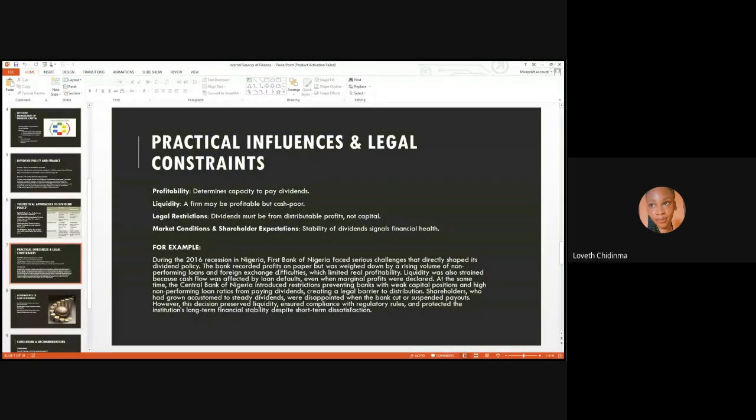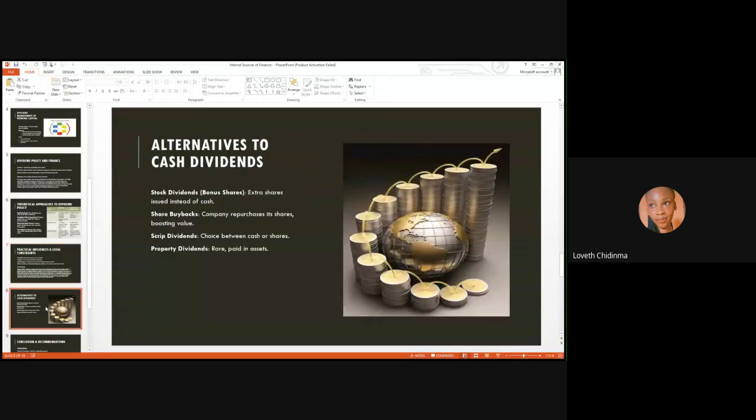They were not meeting up with the legal requirement. So this is another reason why they cannot pay out dividend at that time. So we have alternatives to cash dividend.